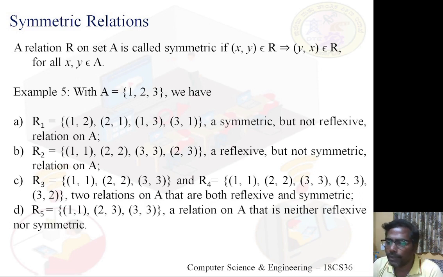So now when I look at R4, it has pairs 1 comma 1, 2 comma 2, 3 comma 3, hence it's reflexive. It has a pair 2 comma 3, also 3 comma 2, hence it is symmetric.